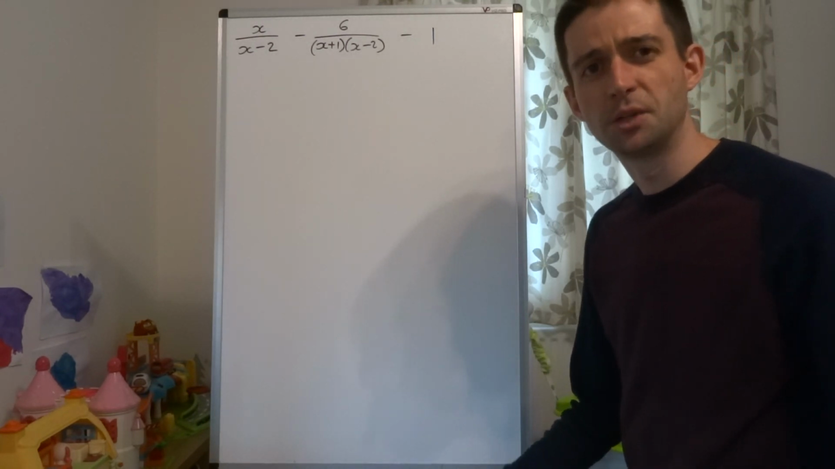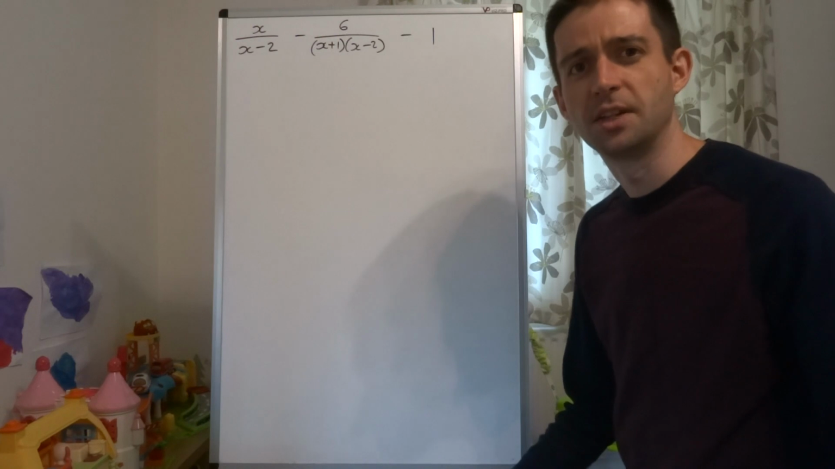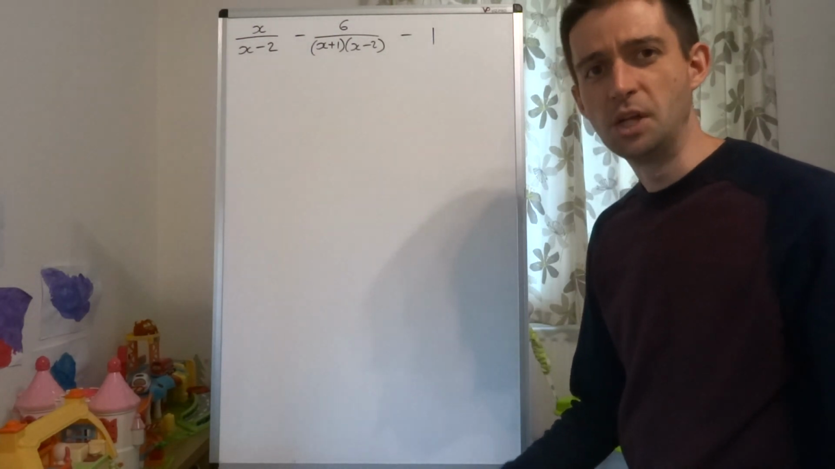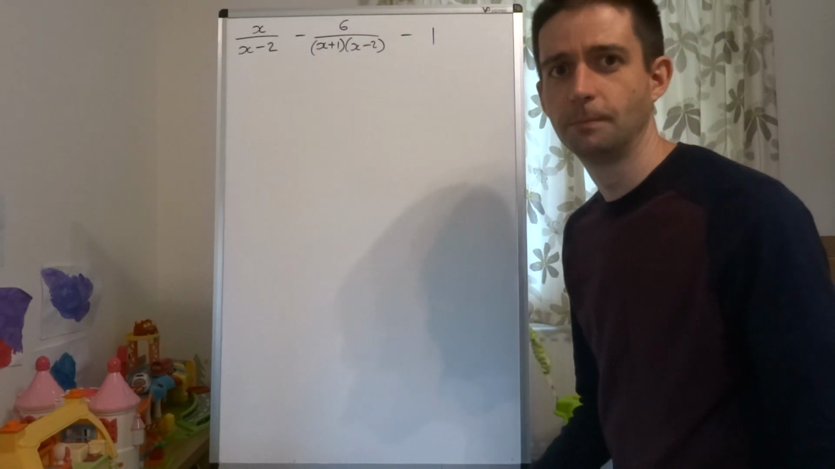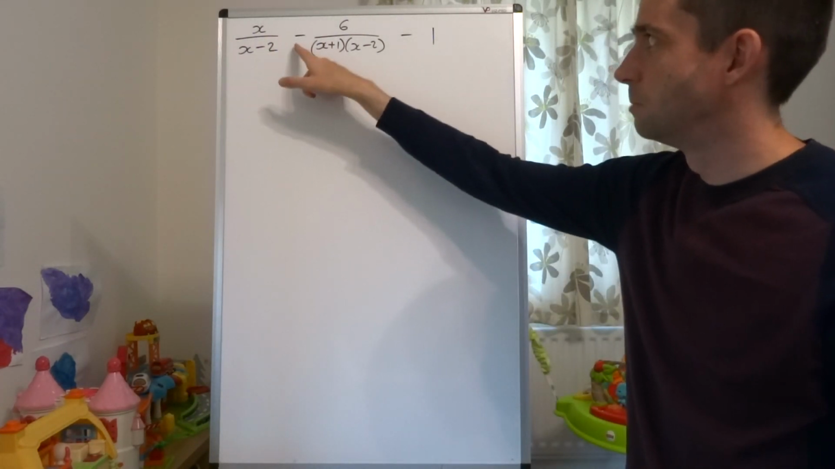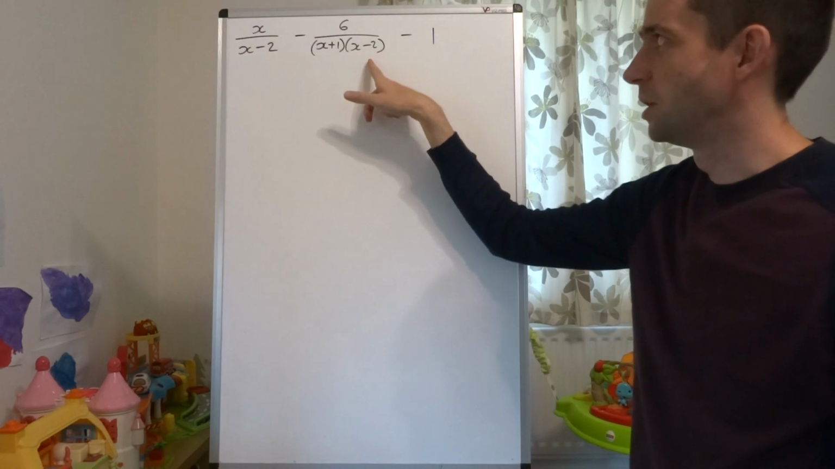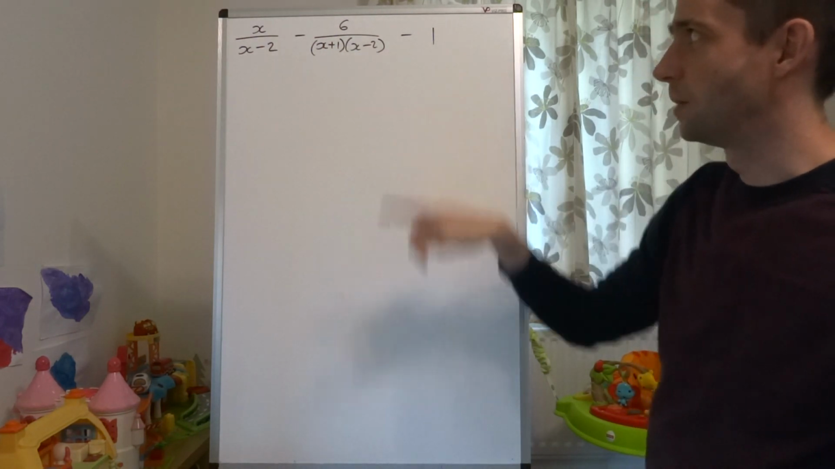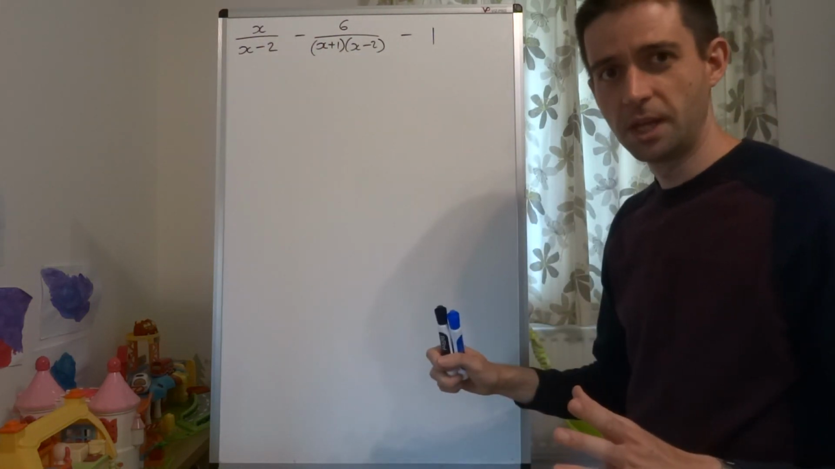This is part 3 of the lesson on adding and subtracting algebraic fractions, and in this video I'll be looking at one that involves subtracting. Now what I have here is x over x minus 2, minus 6 over (x plus 1)(x minus 2), minus 1. So a couple of things to deal with here.